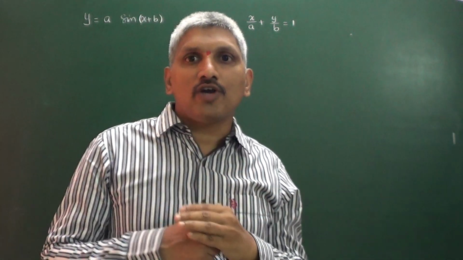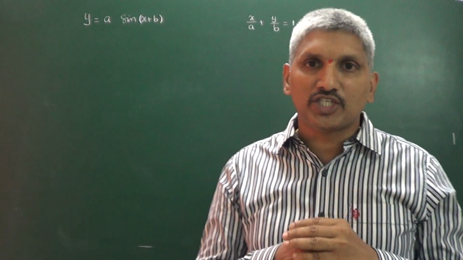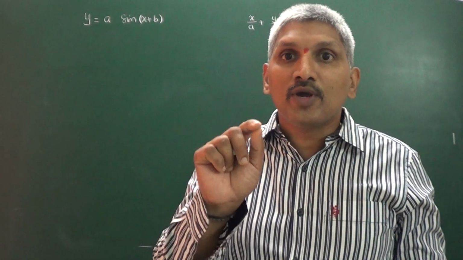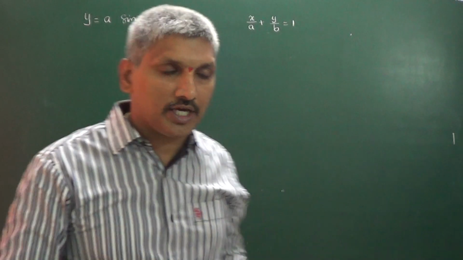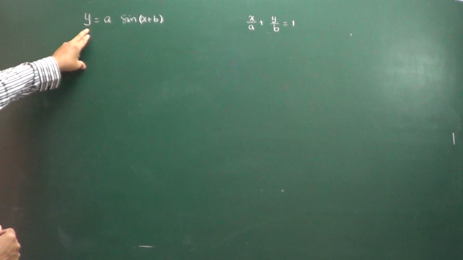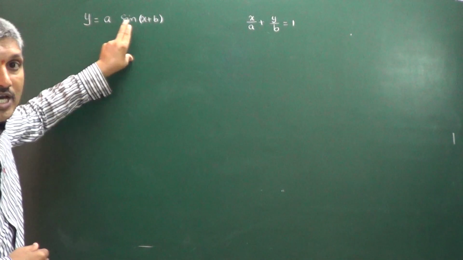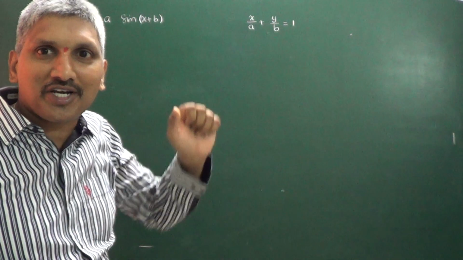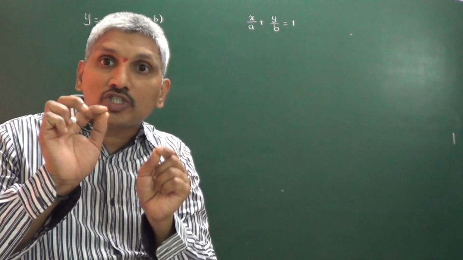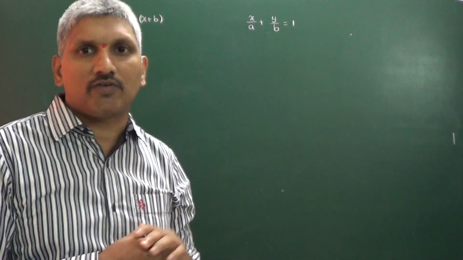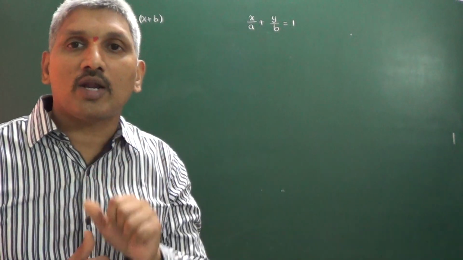What is the procedure we have to follow to form a differential equation? First of all, check in the given equation how many arbitrary constants are there. You can check in this particular example, y is equal to a sin(x plus b). Here a, b are arbitrary constants. So here we have two arbitrary constants.